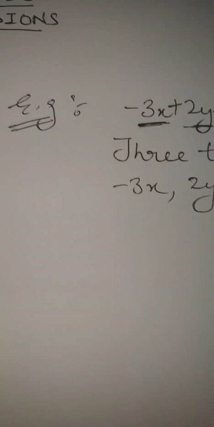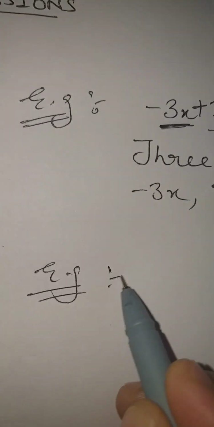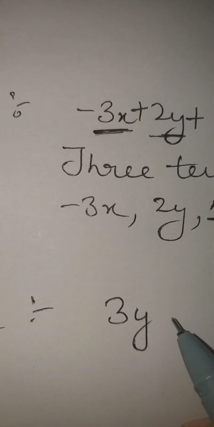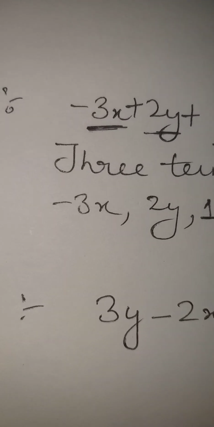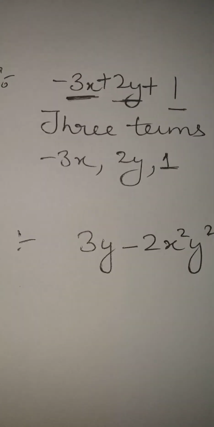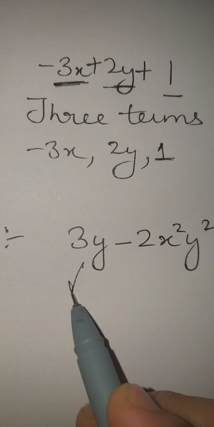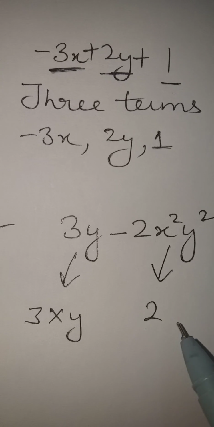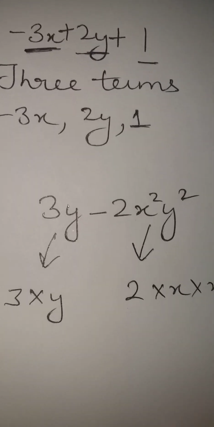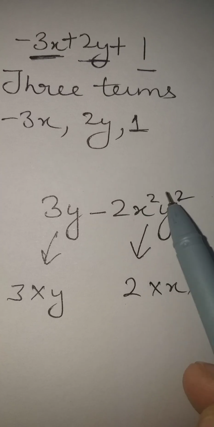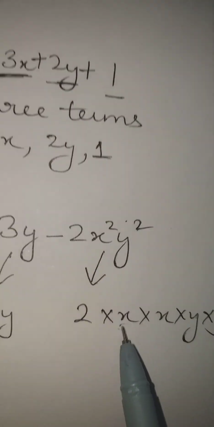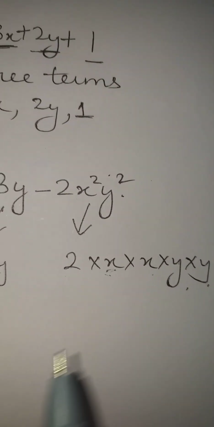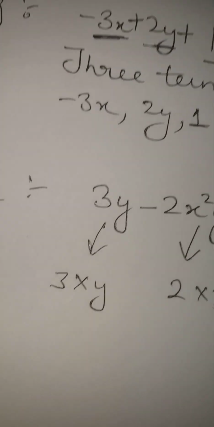Okay, now next you have to identify what are the factors of this. So if we have 3y minus 2x square y square, you have to identify the factors of this. First of all, we have factors of this as 3 and y, and the factors of this as 2, x, y and y. Here we have x raised to power 2, so we write it as x into x, and here we have y raised to power 2, so we write y into y. I hope you will understand it.